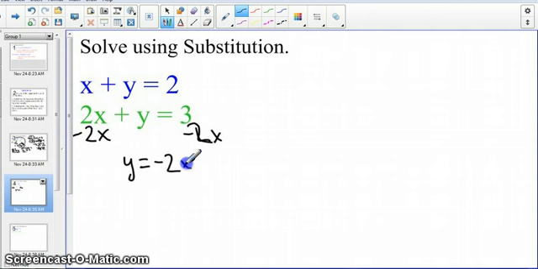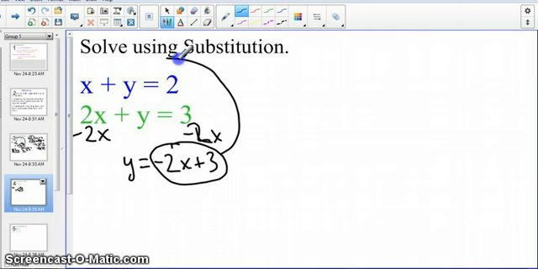So -2x plus 3 equals y. Now I'm going to take -2x plus 3 and think to yourself, what variable are you going to plug it into in the top equation? Well, since it equals y, that's what you're going to plug it in for in the first equation. So I'll have x plus -2x plus 3 equals 2.